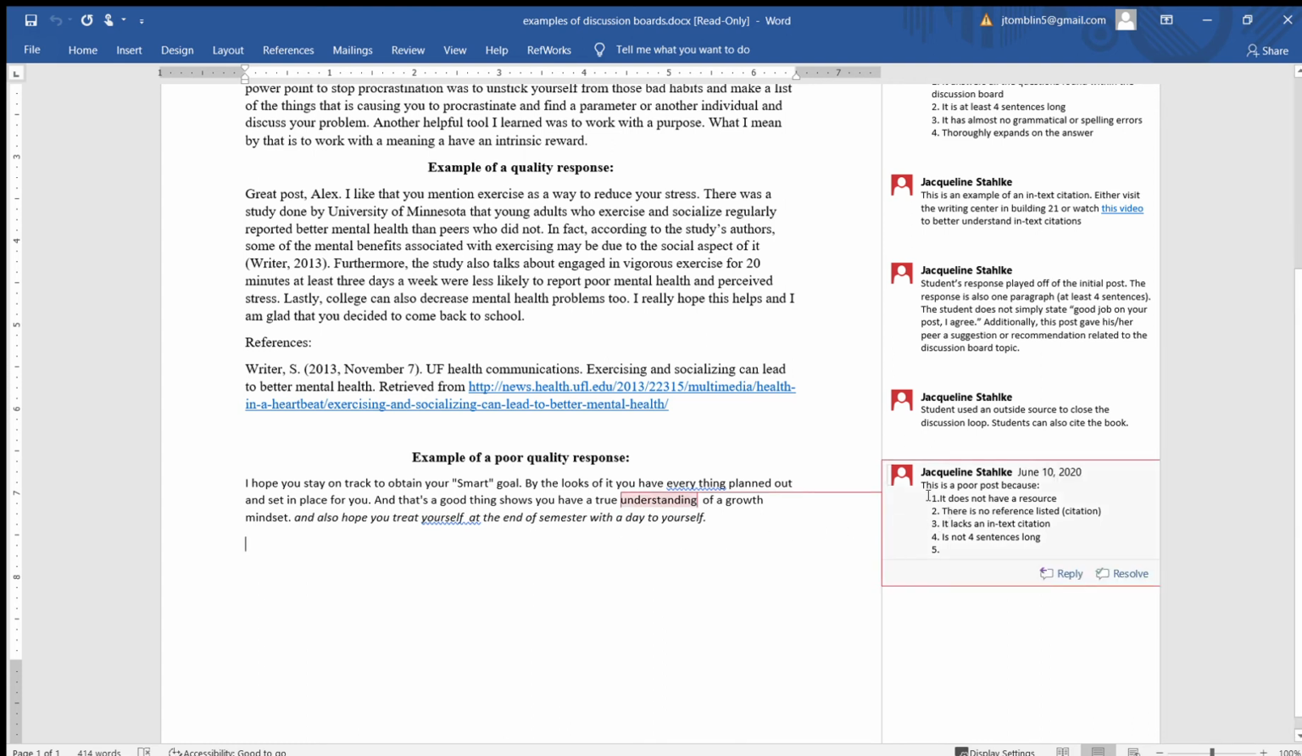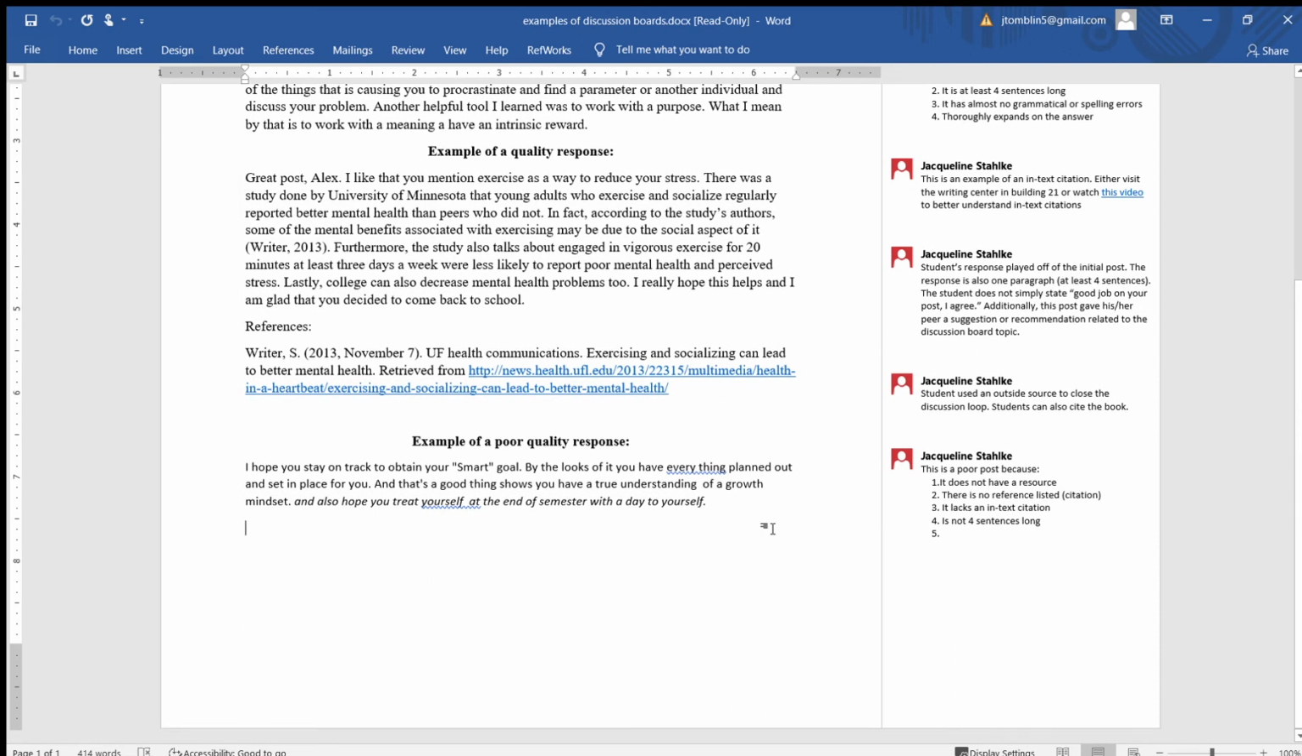So again, this is a response. A response like this does not get full points because there's no reference, there's no resource, it lacks an in-text citation, and it is not 4 sentences long. So again, this is just a response. This is not a main post.